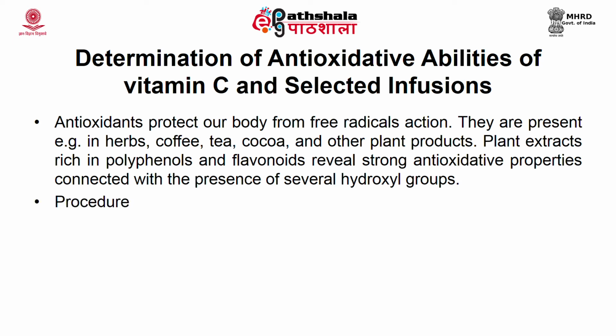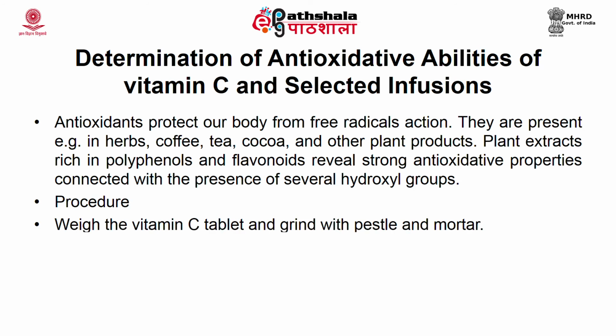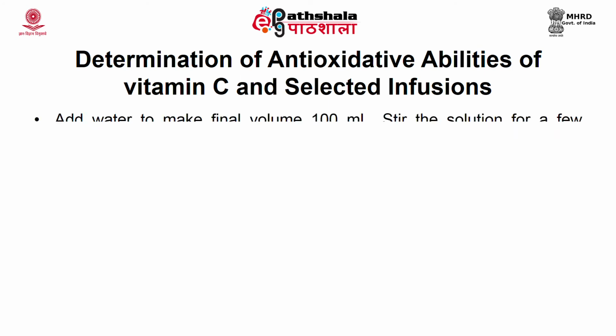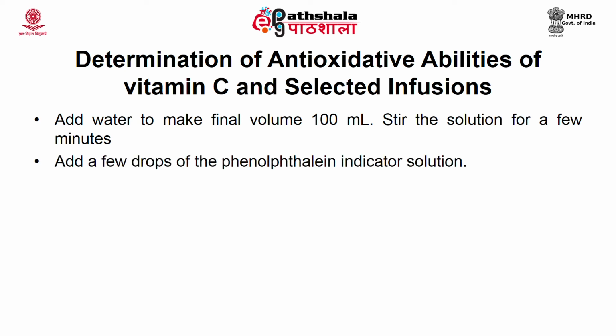Procedure: weigh the vitamin C tablet and grind it with a pestle and mortar. Add the tablet to a flask with some distilled water. Wash any remaining solid into the flask. Add water to make a final volume of 100 ml. Stir the solution for a few minutes. Add a few drops of phenolphthalein indicator solution.